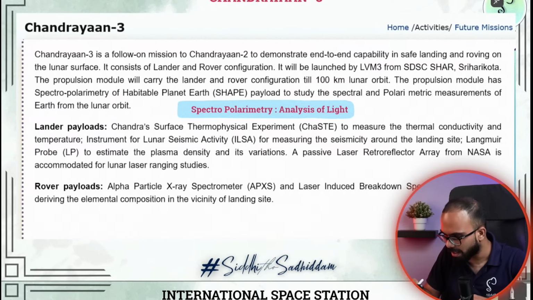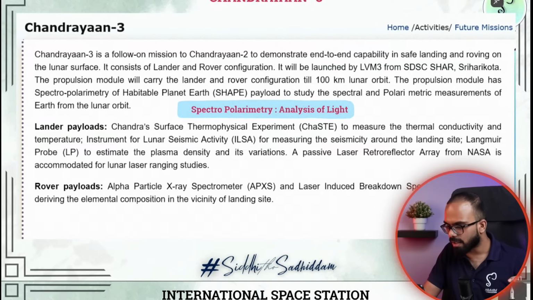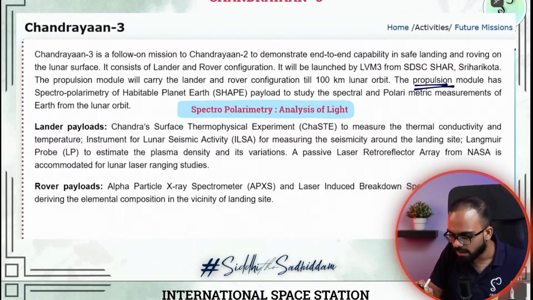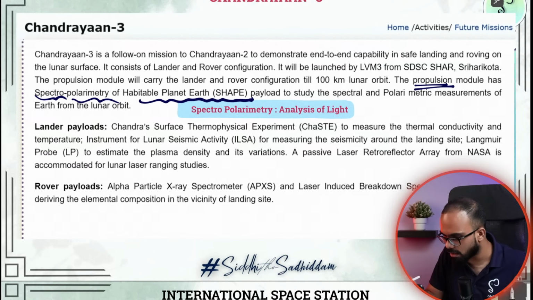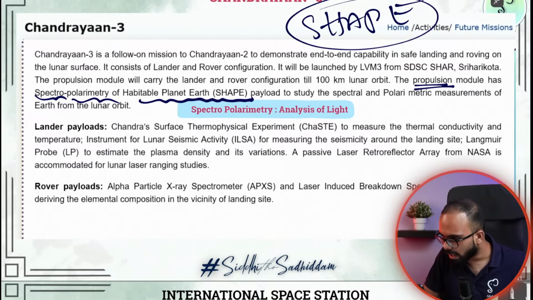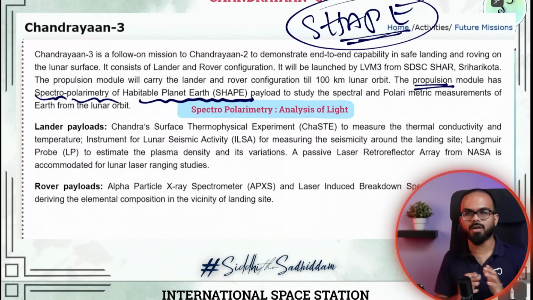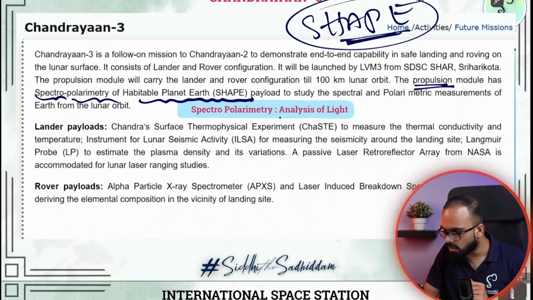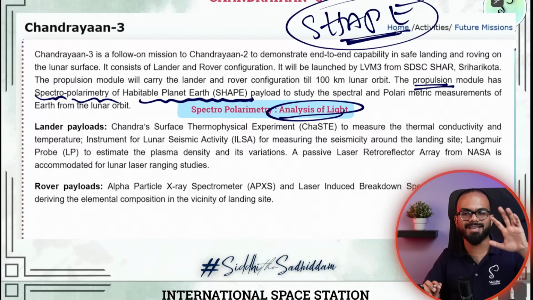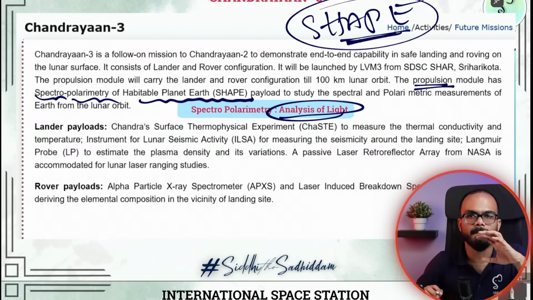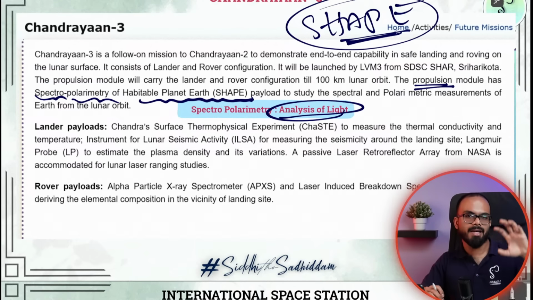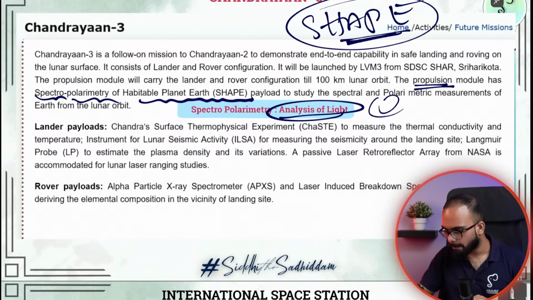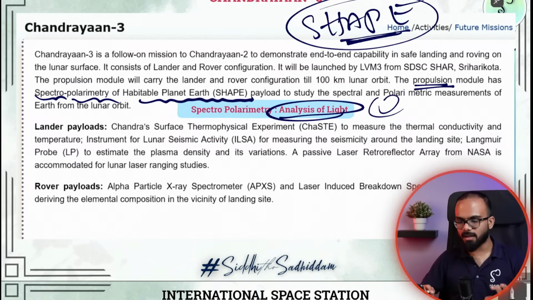Number one, the main payload in the propulsion module is the Spectro-polarimetry of Habitable Planet Earth payload, that is the SHAPE payload. They will ask you about the SHAPE payload; they will not worry you about the full form. The SHAPE payload is to understand and analyze the light that is there. That is spectropolarimetry, that is one payload.